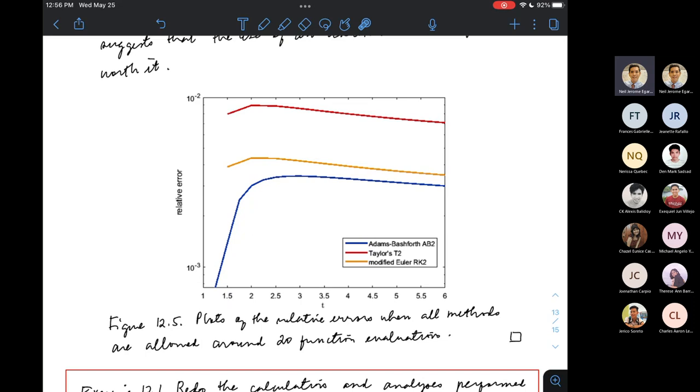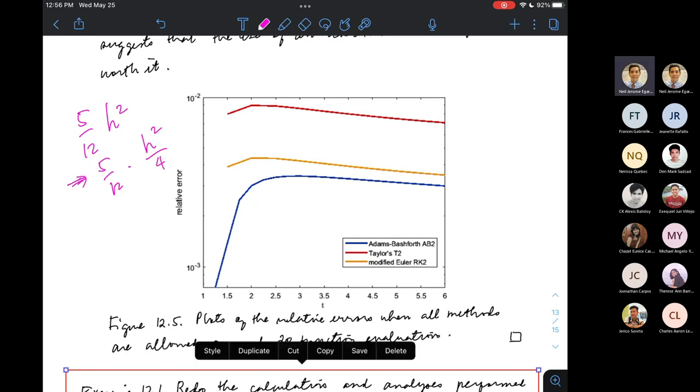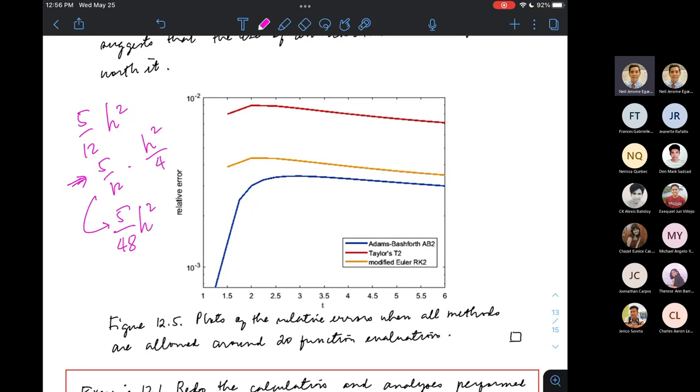So we can afford to lessen the step size kasi nga kakaunti lang yung function evaluations na kailangan kay AB2. And now remember na yung 5 over 12 dito times h squared, so siya ay magiging ano na? Magiging 5 over 12 times h squared over 4 na kasi yung step size natin ngayon kinalahati natin. So this is about 5 over 48 times h squared, compared mo dun sa Taylor's na h squared over 6.